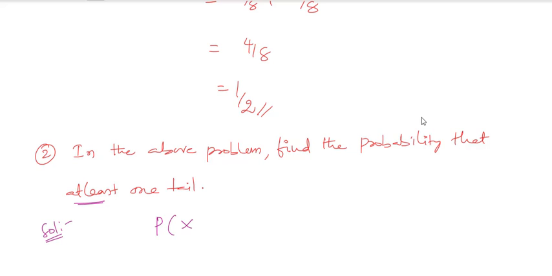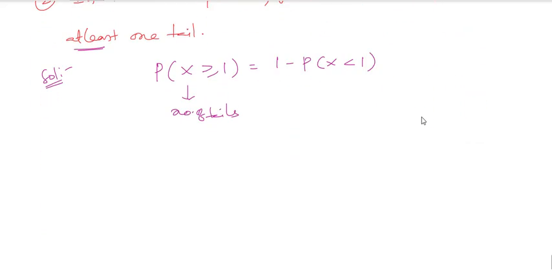At least one tail means probability of at least means greater than or equal to 1. Where x is nothing but number of tails. So greater than or equal to 1 I can represent as 1 minus probability of x is less than 1. Less than 1 means 1 minus the probability of x is equal to 0. So x is equal to 0 means number of tails is 0. Only heads, so that is the possible case. 1 minus 1 by 8, which is nothing but 7 by 8. So this is the answer for that.